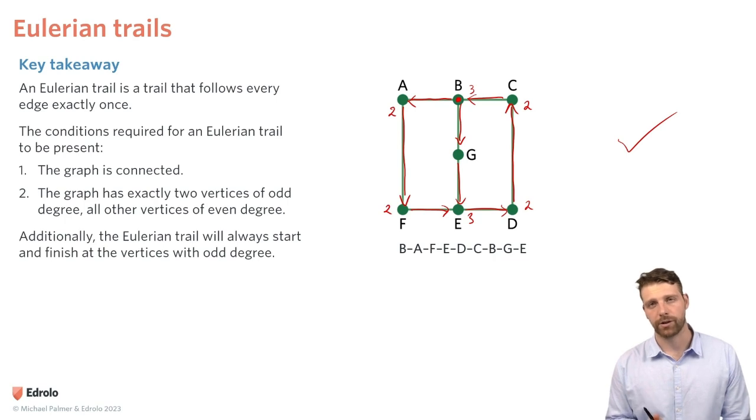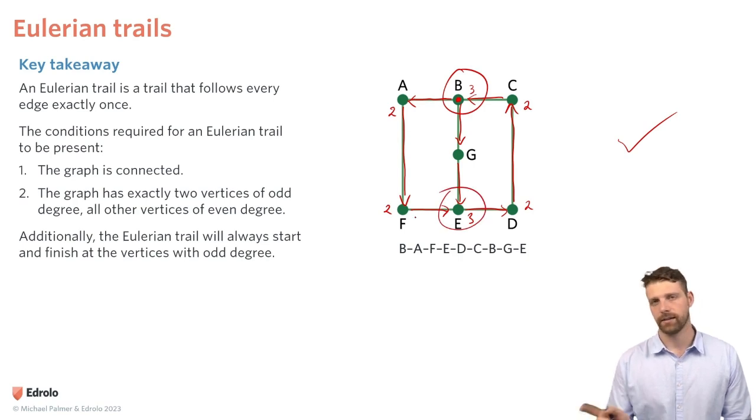And when you're looking for an Eulerian trail, it has to be that it starts and finishes at those vertices. Notice that we started at B and finished at E. That's not a coincidence. So when you're trying to find one in the graph, it's a good problem-solving strategy to count the degrees first. If you've got 2 vertices with odd degree, good chance that you're going to be able to find an Eulerian trail.